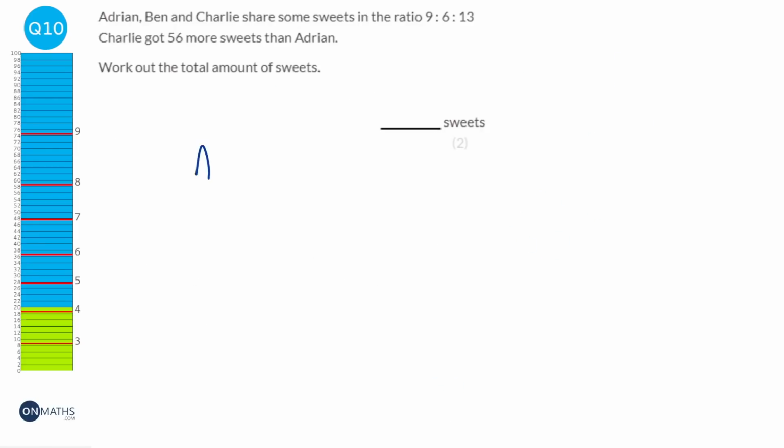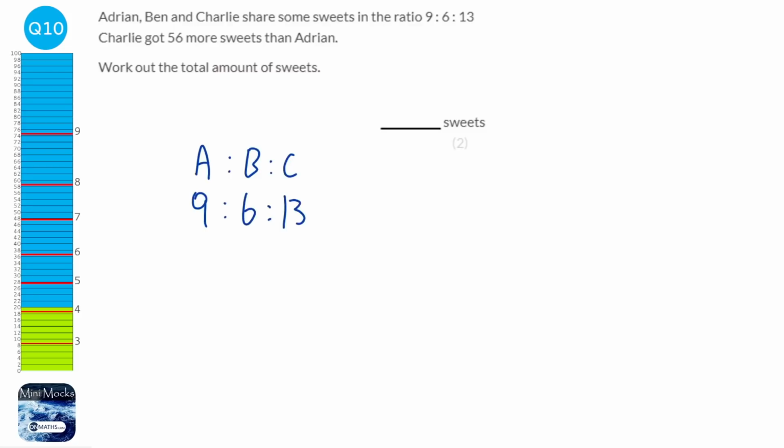So this question says that Adrian, Ben and Charlie have some sweets, and the ratio of Adrian to Ben to Charlie is 9 to 6 to 13. But it also says that Charlie got 56 more sweets than Adrian. So there's 56 more sweets. Well, looking at the actual parts of the ratio, there are 4 more parts.